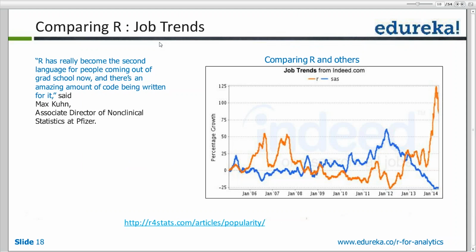job trends. So as far as job trends are concerned, apparently Indeed.com says that the demand for R-based jobs has increased significantly in the recent past, accompanied by a fall in SAS-related jobs. And the very fact that most of you with SAS experience have enrolled for this program is itself indicative of the fact that the demand for R programming skills is increasing in the industry. Okay, so this is fairly widely known.